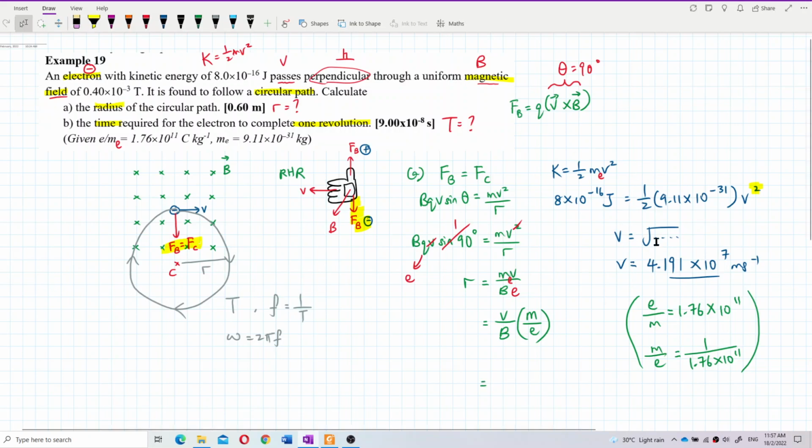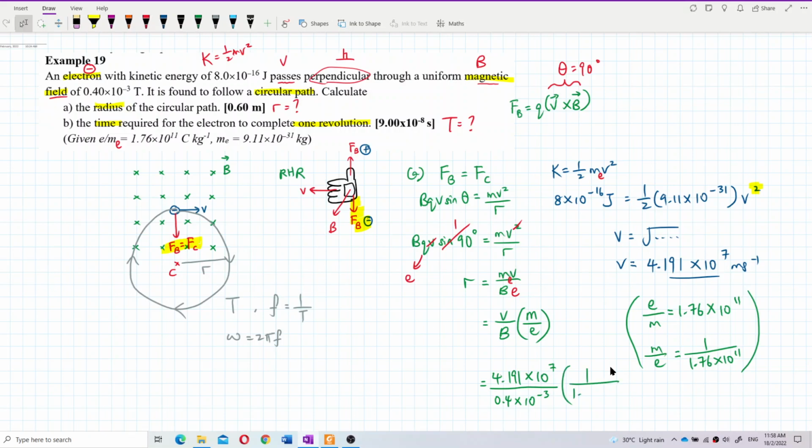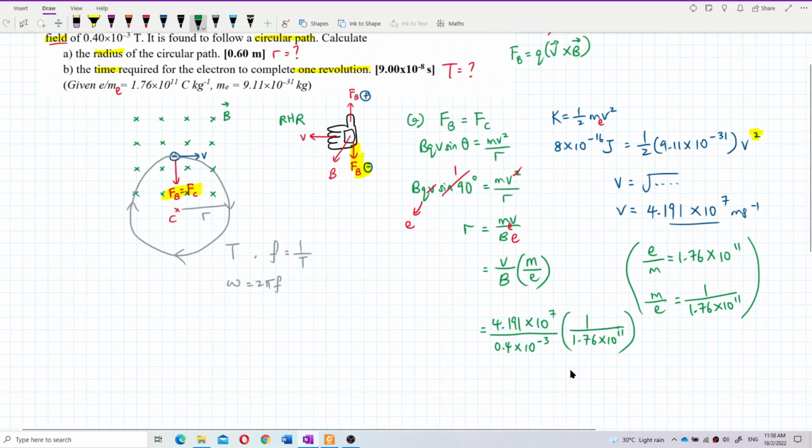I think I can substitute all the values. Velocity first: 4.191 exponent 7. And then the magnetic field, 0.4 exponent negative 3. That's correct. And then mass over electron is 1 over 1.76 exponent 11. That's correct. So I should get the answer for the radius.